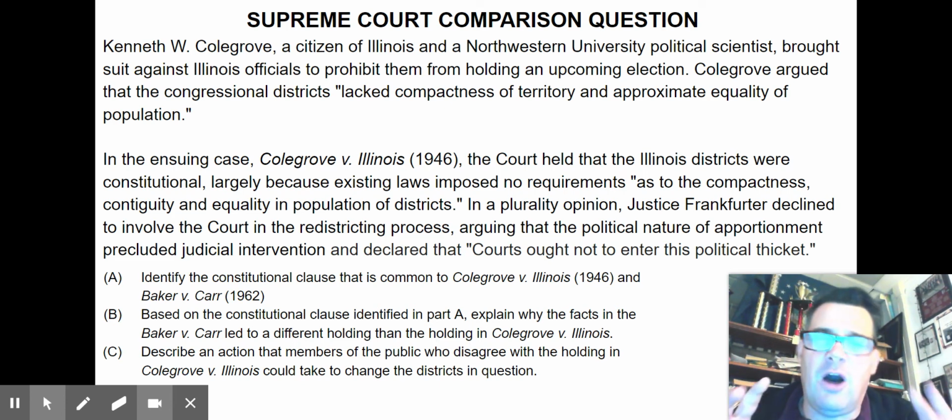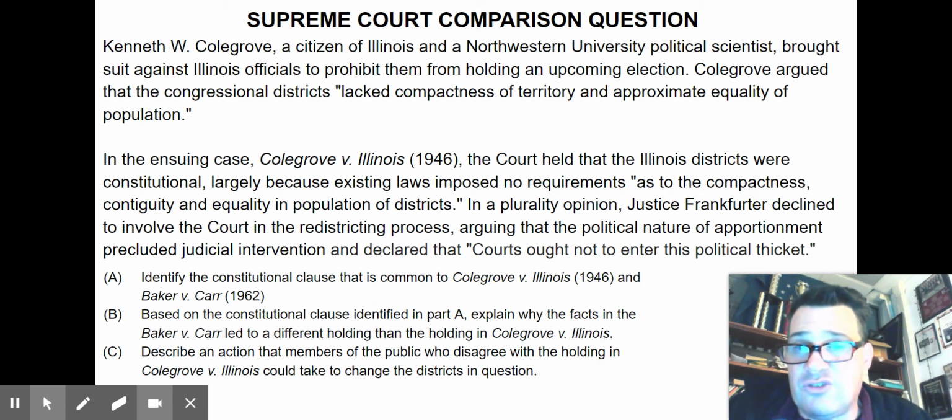So take note always. Be thinking about the case that you know you're comparing it to, and you think, all right, so right now we're dealing with equality of population. All right, got it. Go to the second part. In the ensuing case, Colgrove versus Illinois, 1946, the court held that the Illinois districts were constitutional because existing law imposed no requirements as to the compactness, contiguity, and equality in populations of districts.